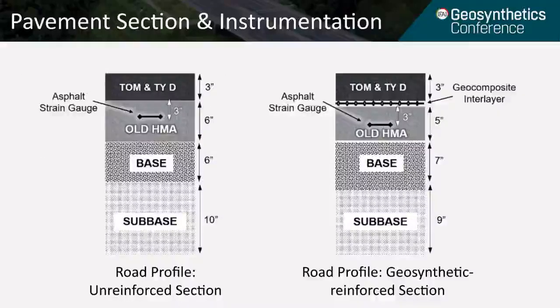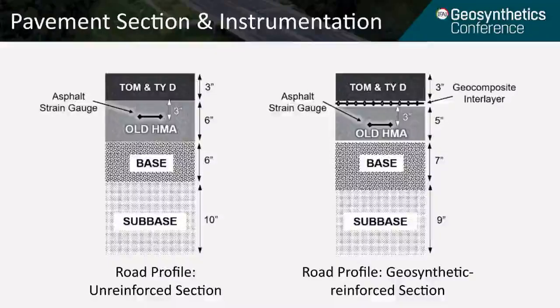As part of a rehabilitation plan along a highway section in Texas, a 3-inch thick asphalt overlay was constructed over the existing pavement. So we took the opportunity to use the stretch of highway section to investigate the effectiveness of adopting geosynthetics in asphalt layers.